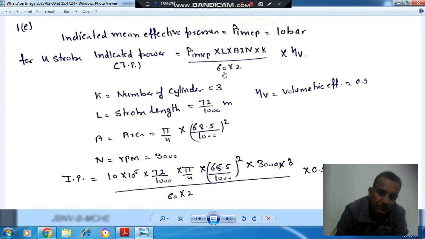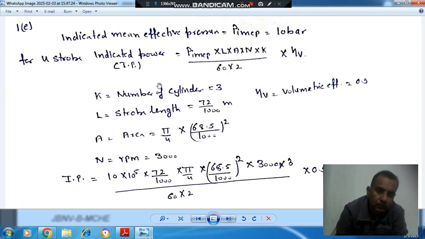If we divide by 60, then it will be ideal volume of air per second, because AL is swept volume, and N is revolution, and divided by 2 is for 4 stroke, because in 4 stroke, in 2 revolutions once the air is sucked. K is number of cylinders. If we multiply it by volumetric efficiency, then it will be the actual volume of air sucked per second.